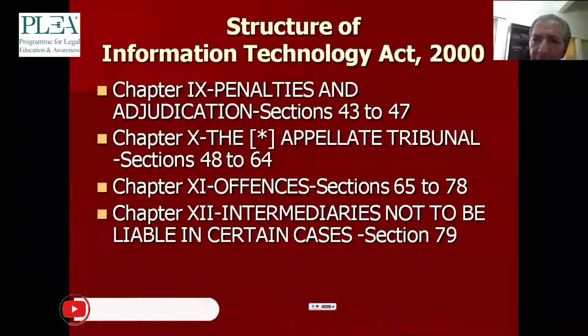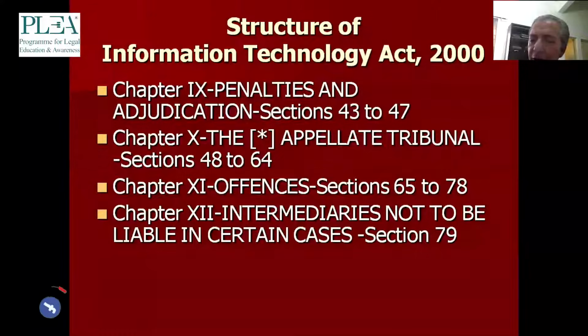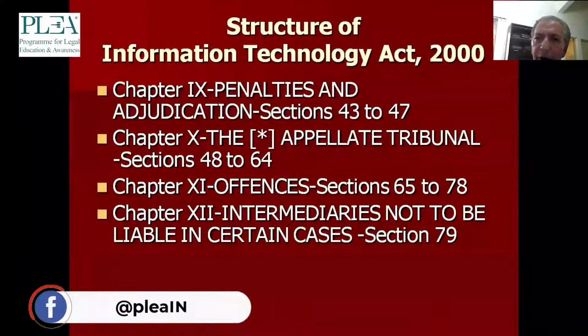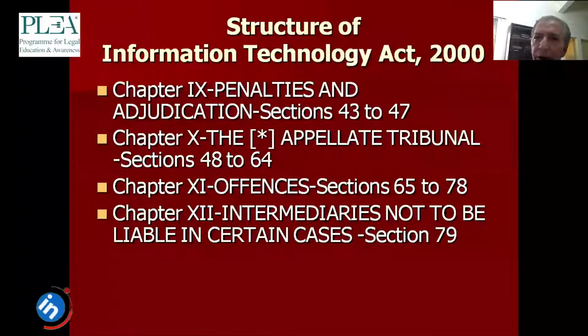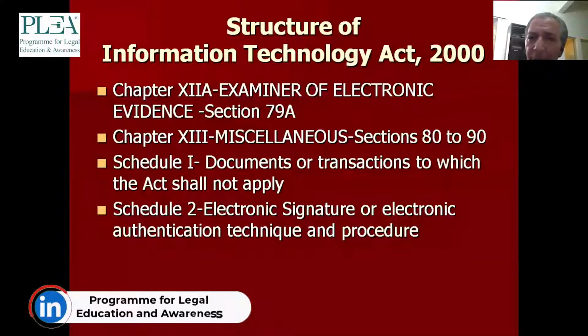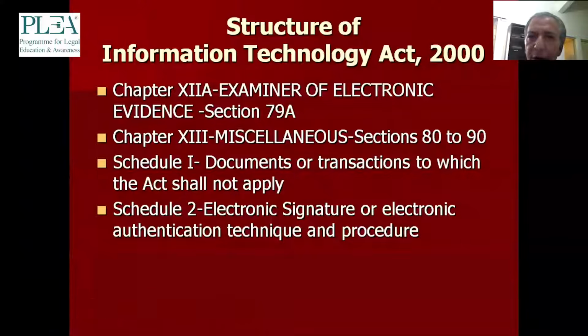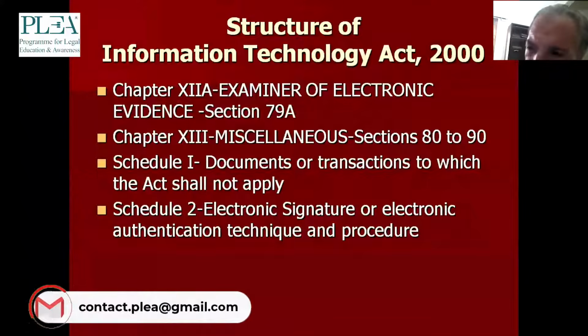Chapter 12 is the intermediaries not to be liable in certain cases, section 79. So it exempts, say, Facebook, YouTube, or other intermediaries for the acts done by their public. Chapter 12 also establishes the examiner of electronic evidence, section 79A. Chapter 13 is miscellaneous, that is sections 80 to 90.